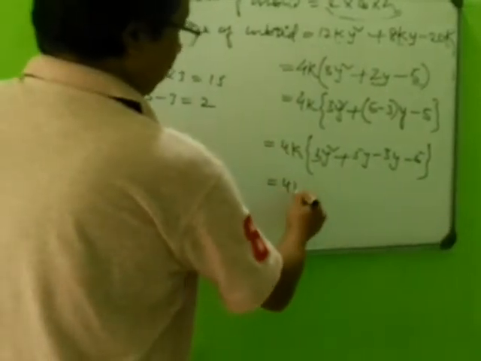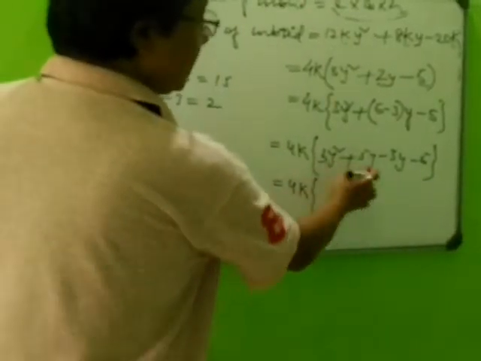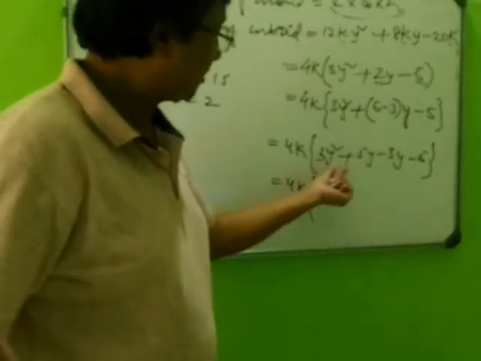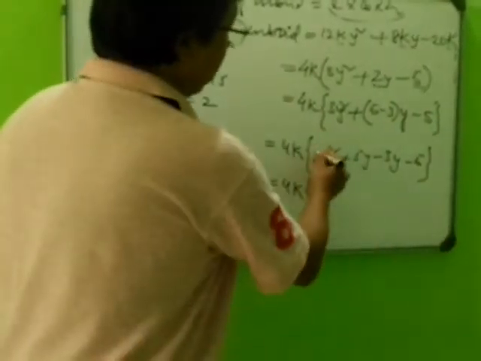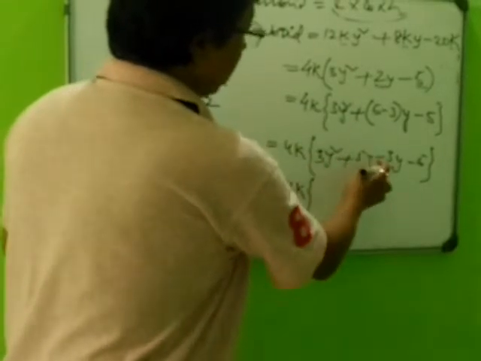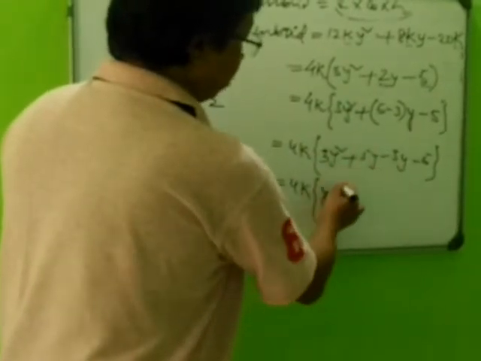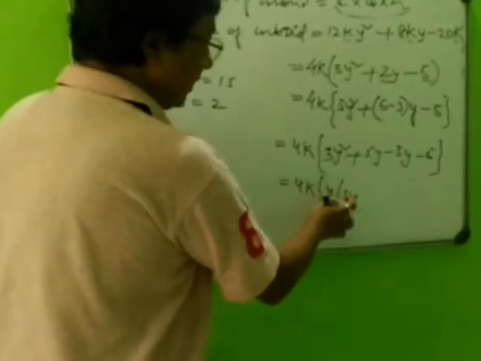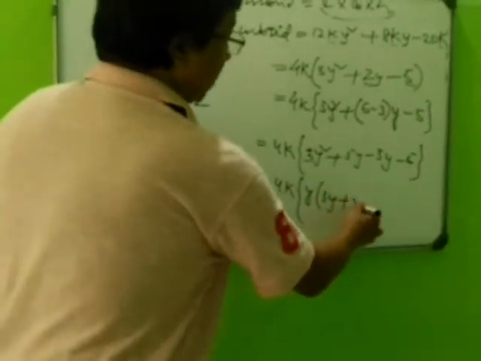So it will be 4k into, between these two terms the highest common factor is y. Between these two terms, 3y square plus 5y, the highest common factor is y. So it will be 3y, so y into y square, so 3y square plus 5.